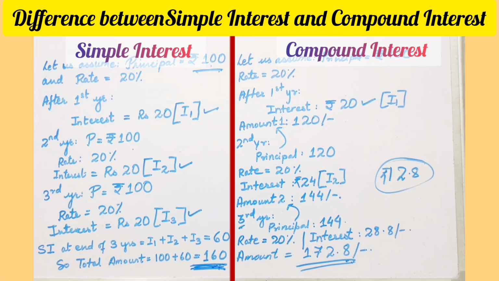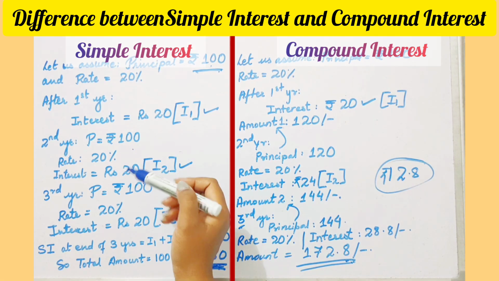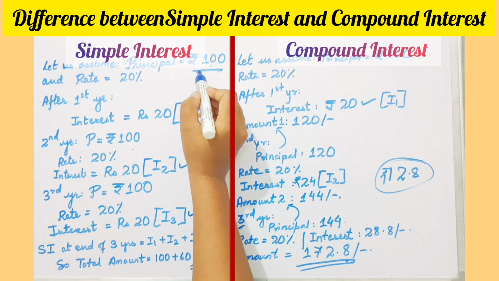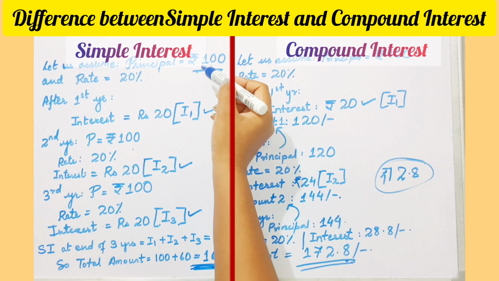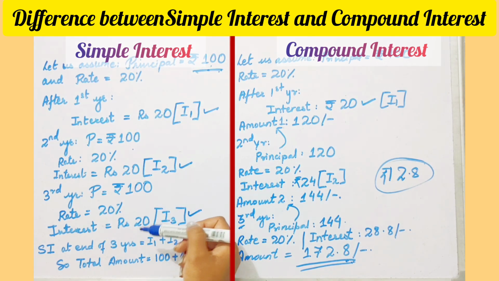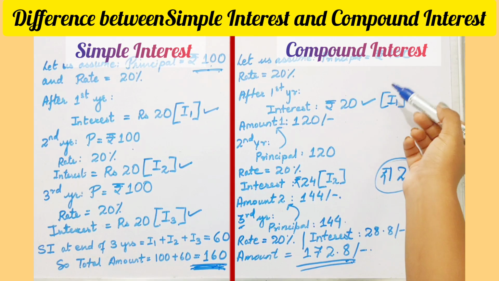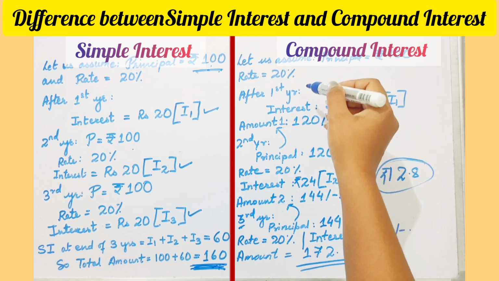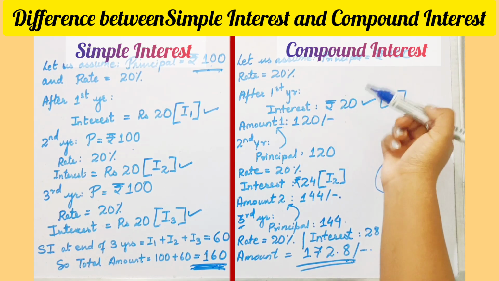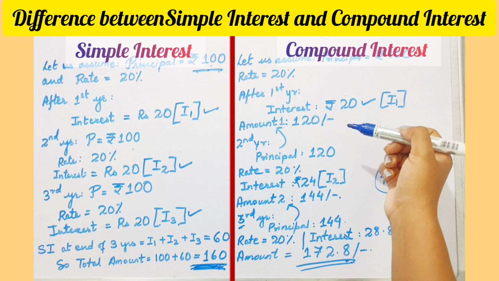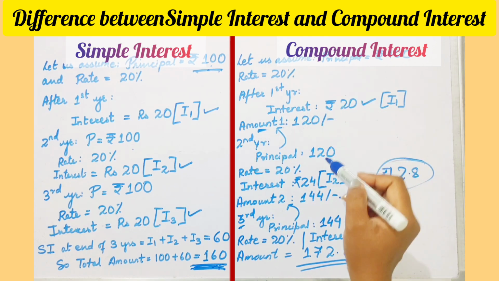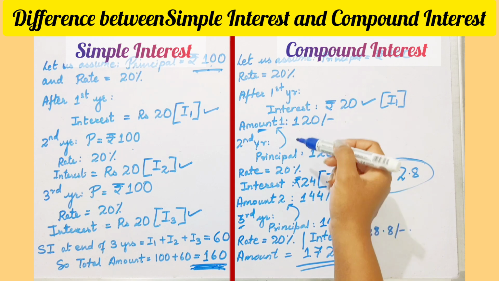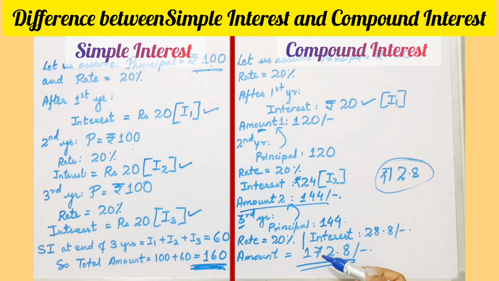Let me revise once again. In case of simple interest, the principal amount taken at the start of the loan will be the same principal amount which will be used to calculate every year. But in case of compound interest, the interest and principal of the previous year will be added up, which will be the amount, and that amount will be used as principal when we calculate the same for the second year. So this is how compound interest is calculated, and this is how simple interest is calculated.